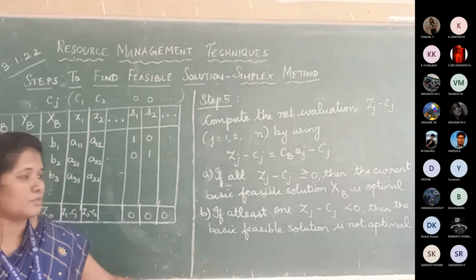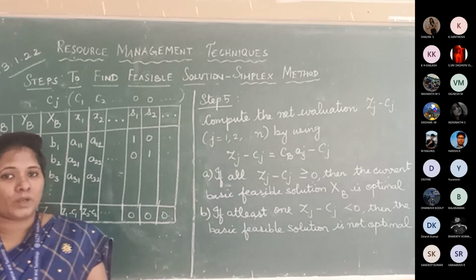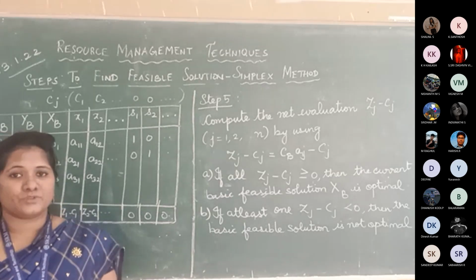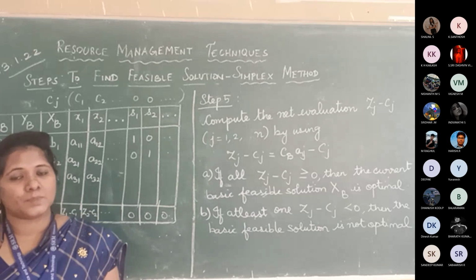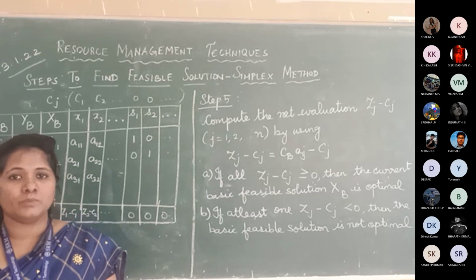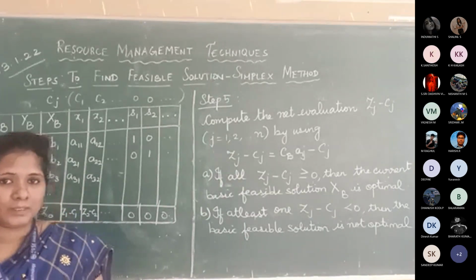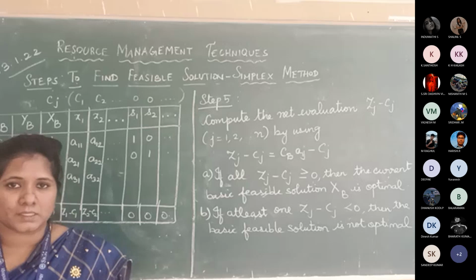Have you all finished with your step 5? I will tell it from the first. In step 1, you have to see whether your problem is maximization or minimization. If it is a minimization problem, you will multiply it with a negative sign, that is, with minus, and make it a maximization problem.